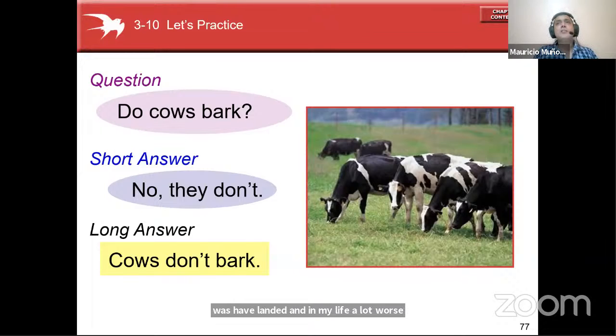Pues cuando algo es plural, así sea un objeto o animal, trabajamos con el pronombre they, siempre que sea plural. Cows. Como usted observa, cows, en este caso está en plural. Do cows bark? No, they don't. If it's positive, yes, they do.